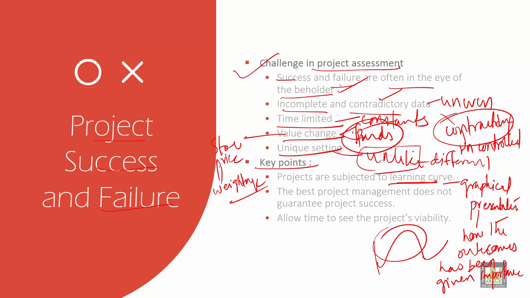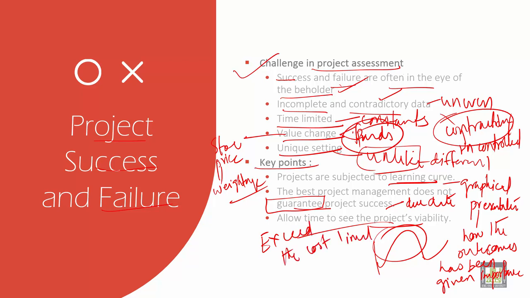The best project management does not guarantee project success. Because whatever the project might be, we cannot give any guarantee until and unless it is finished by the particular due date. Then allow the time to see project viability. Project viability means the number of ways where the project can be done. Project viability means feasibility. Feasibility means it should not exceed the cost limit once you fix on the goals. So when it is within the cost limit, then it is feasible. The project can be done in a successful manner.